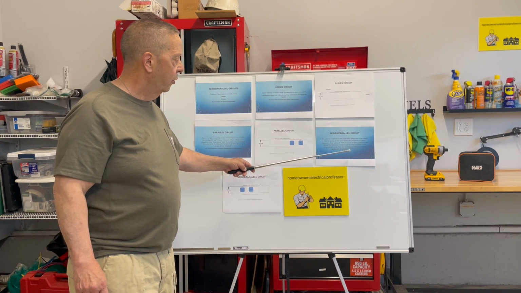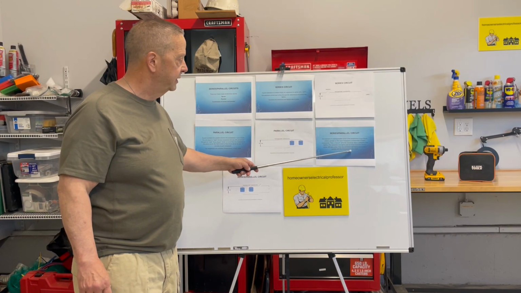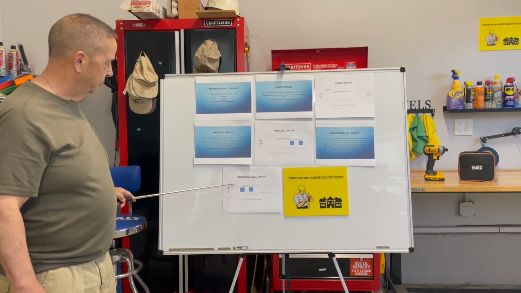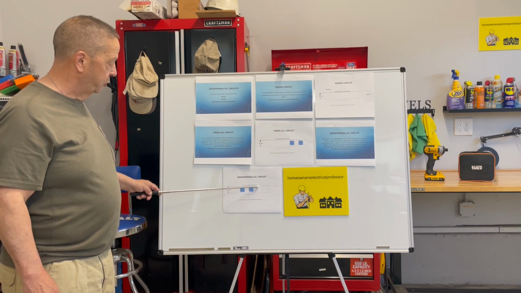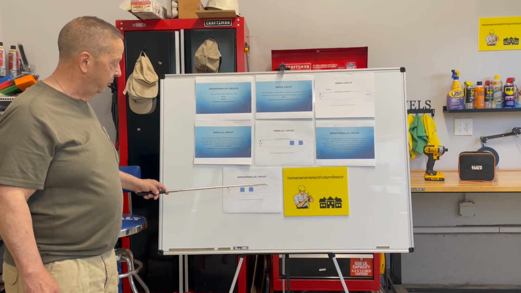So here's our parallel circuit of receptacles. Then we branch off, we have a series circuit with a switch and a light, and they all return on the neutral path right here.